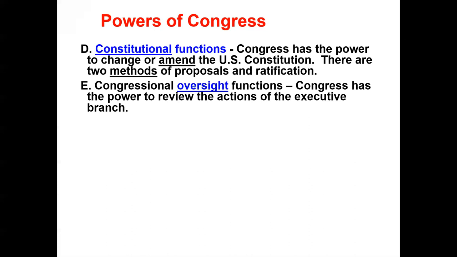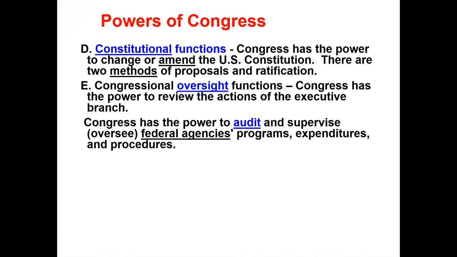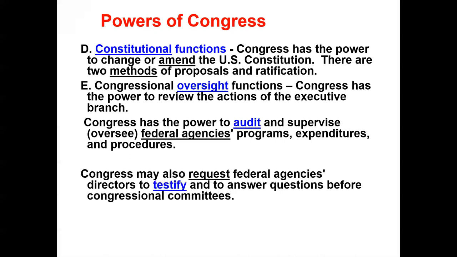Congressional oversight function. Congress has the power to review actions of the executive branch. So they have power to audit. That's the reason they call members of certain departments to come and testify, audit their actions. So Congress may also request federal agencies, their director or any members, to come and testify before Congress.